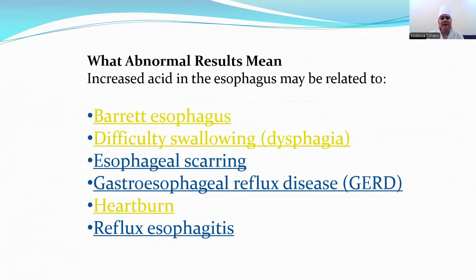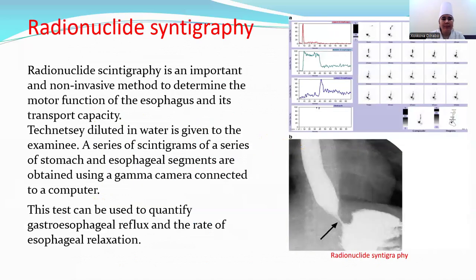What do abnormal results mean? Increased acid in the esophagus may be related to Barrett esophagus, difficulty swallowing, esophageal scarring, gastroesophageal reflux disease, heartburn, and reflux esophagitis.